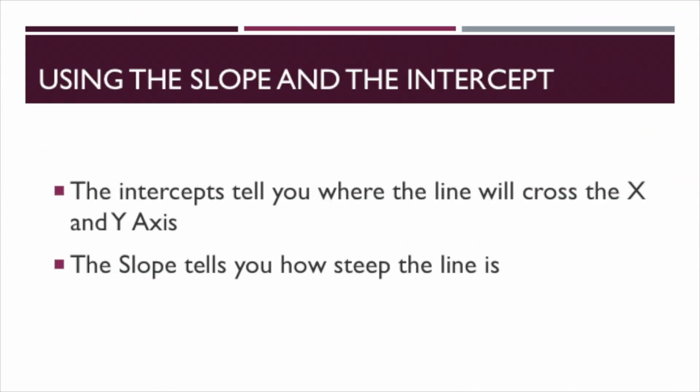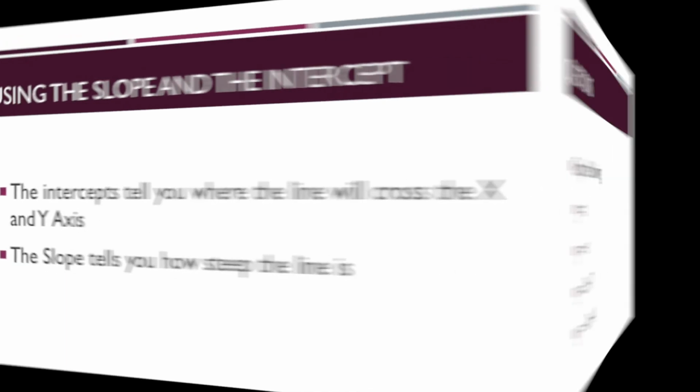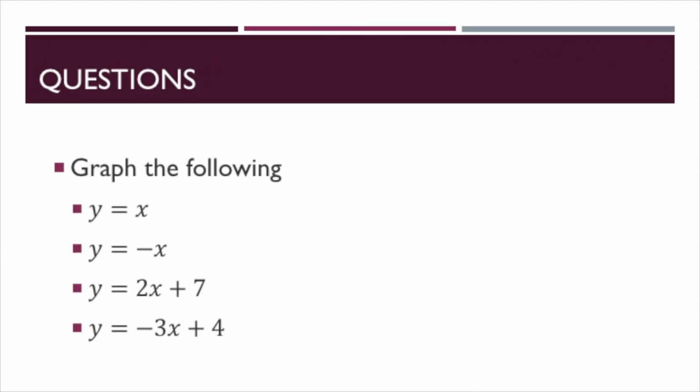So when we calculate the slopes and the intercepts, we can now use this information to graph it. The intercepts are going to tell you where the line is going to cross that x and y axis, and the slope is going to tell you how steep the line is. So let's go ahead and do some questions. Now, you're going to want to pause after this slide and do the questions because there are a couple more pages. So the first one is graph the following equations.